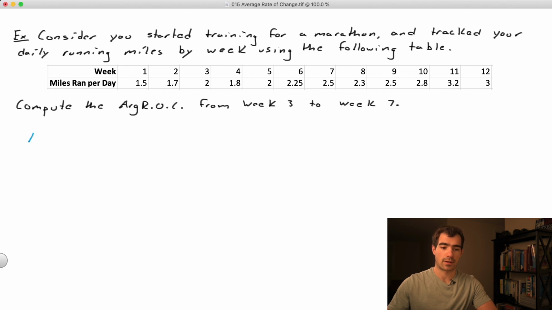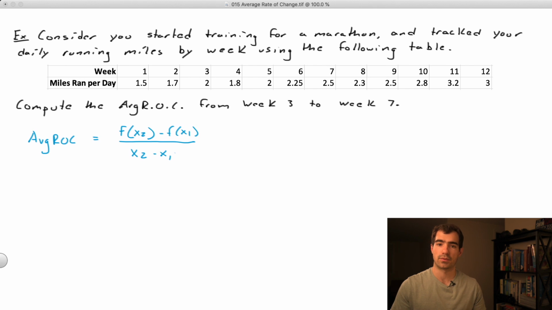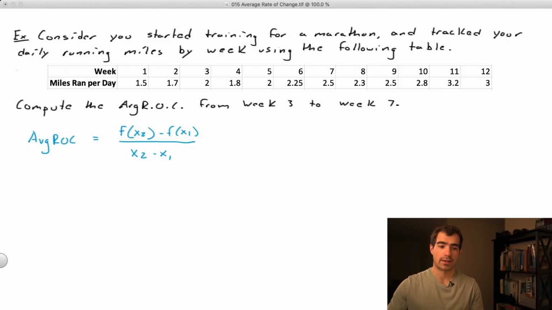As we now know, our average rate of change is equal to f of x2 minus f of x1 divided by x2 minus x1, or the slope of the line between those 2 points. Now, of course, here we're working with a table, so we don't necessarily have a line we can look at on a graph, but we can still identify what our x values are and what our f of x values are. In this case, our independent variable is going to be the week, and the dependent variable is going to be the miles ran per day.